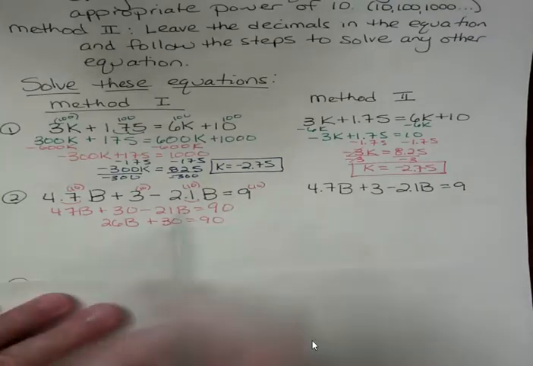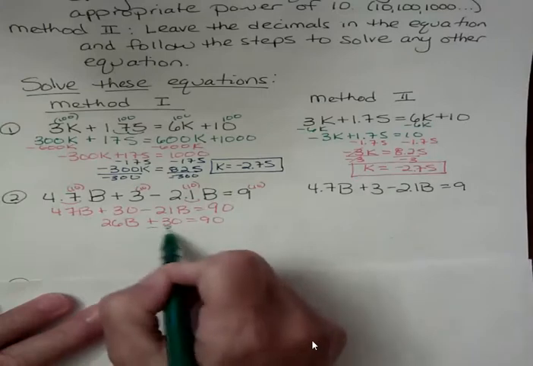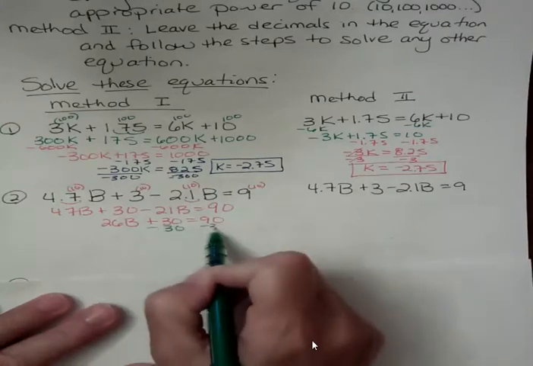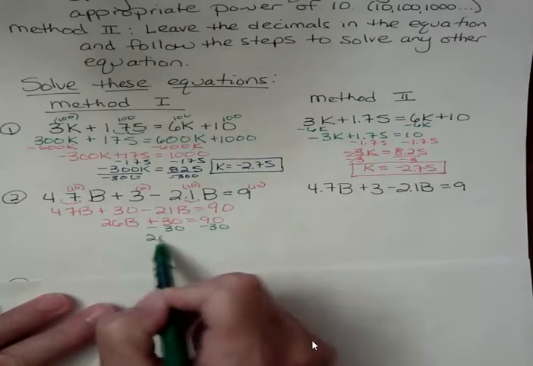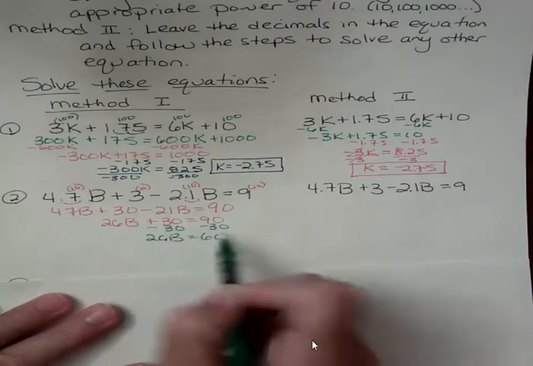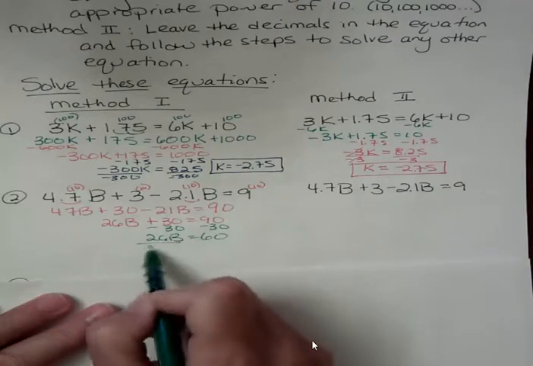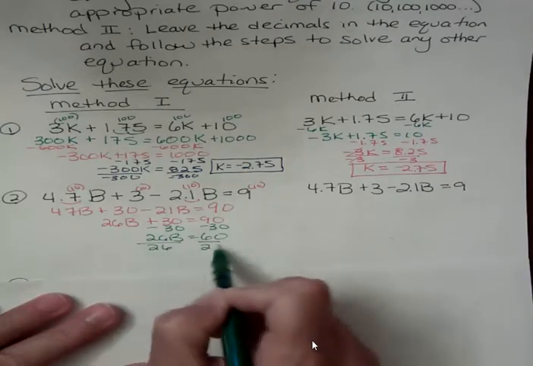Now I want to move 30 over there with the 90 because I want to get rid of that constant term. Then I do the opposite. That gives me 26b equals 60. And I want to get rid of the 26, which is the coefficient, by dividing by the coefficient.